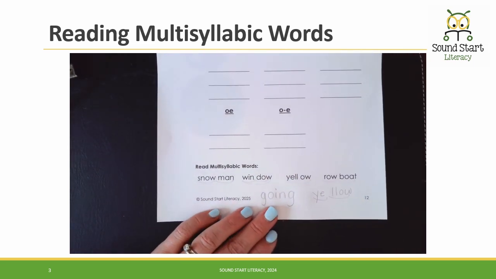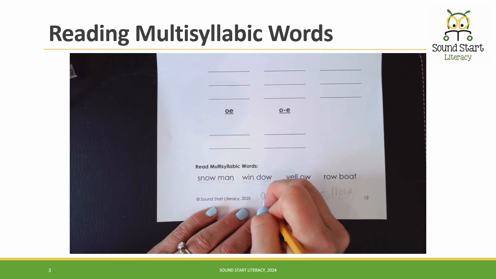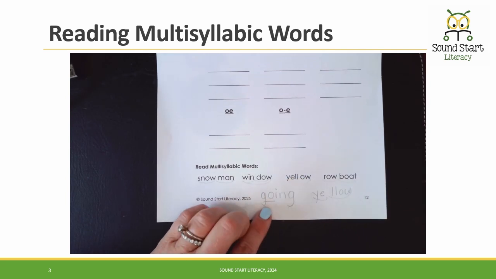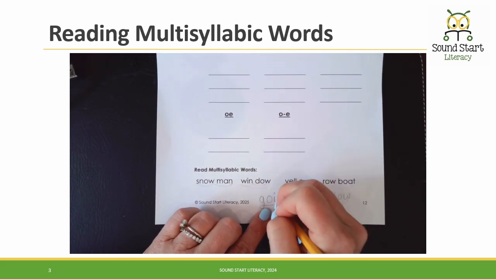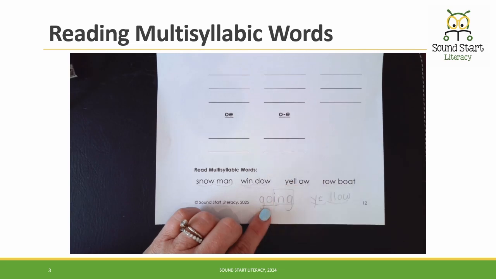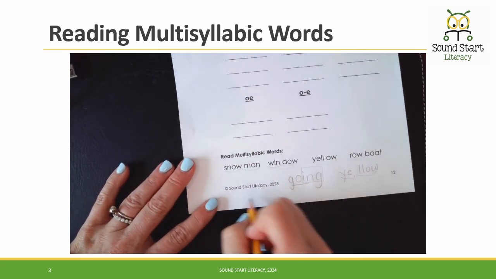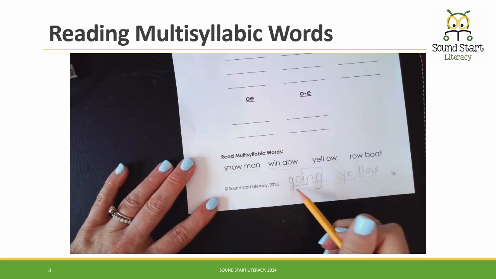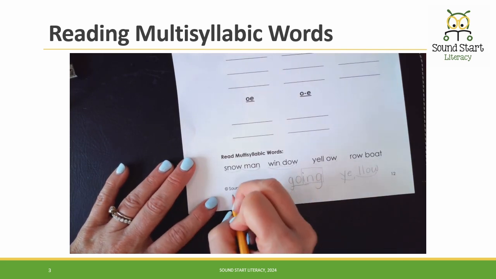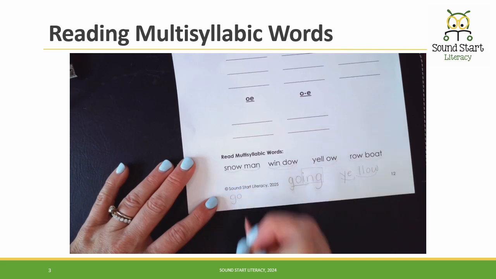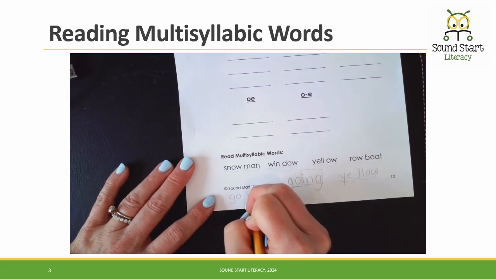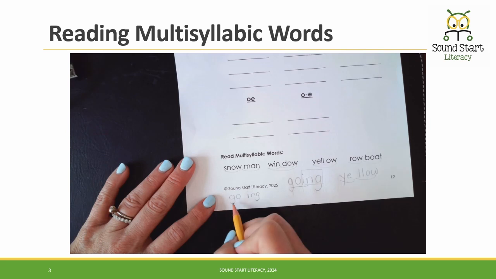I want to also point out words like going have two morphemes. They have a base word like go, and they also have a suffix, ing. And so in a word like going, you'll notice there happens to be two vowels next to each other, and that does occasionally happen. So a word like going, I may break up go, ing, keeping those morphemes together. Go, ing, going. Okay, so that's another example.